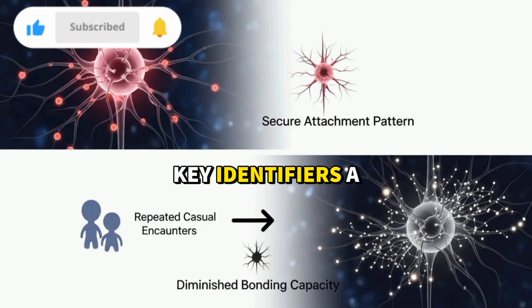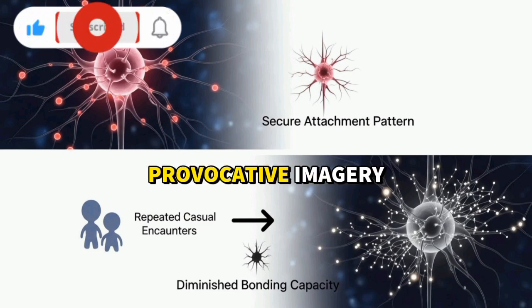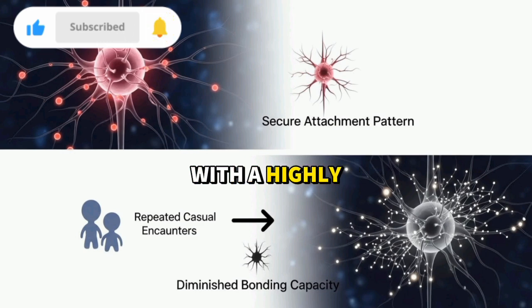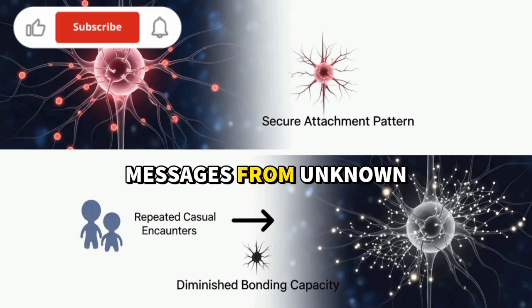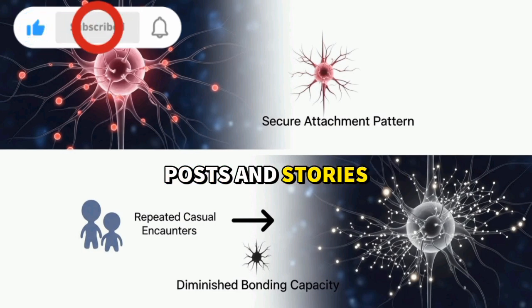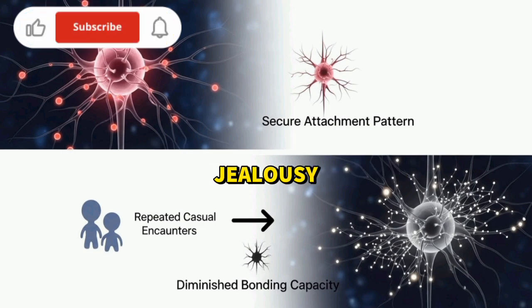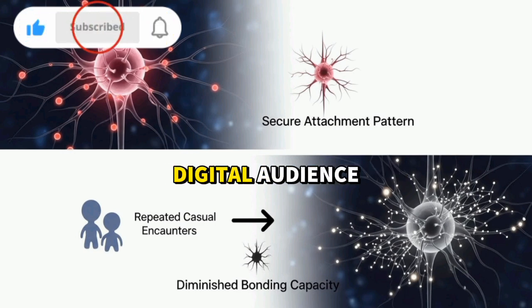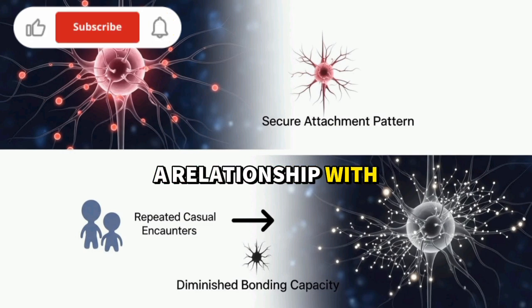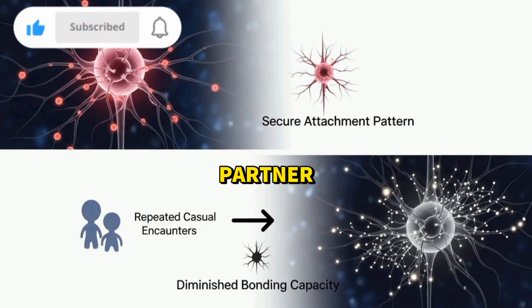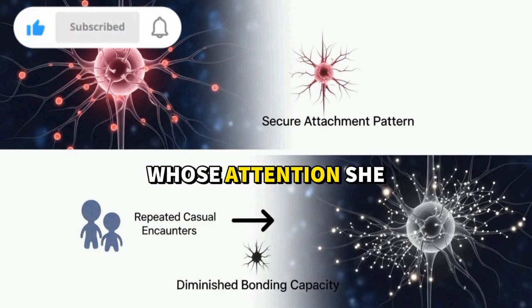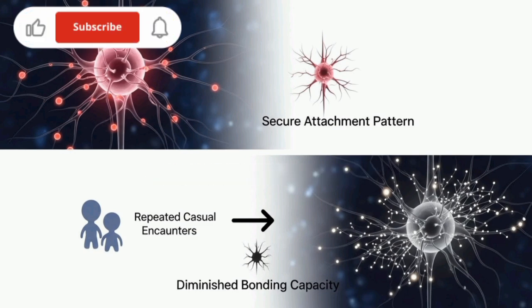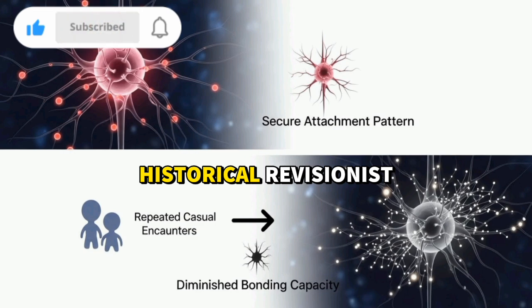Key identifiers: a feed dominated by provocative imagery, a follower base with a highly skewed male-to-female ratio, engagement with direct messages from unknown men, posts and stories designed to elicit jealousy, a life lived primarily for the digital audience. A relationship with this profile means sharing your partner, in effect, with a limitless online male audience whose attention she actively cultivates. Profile 7. The historical revisionist.